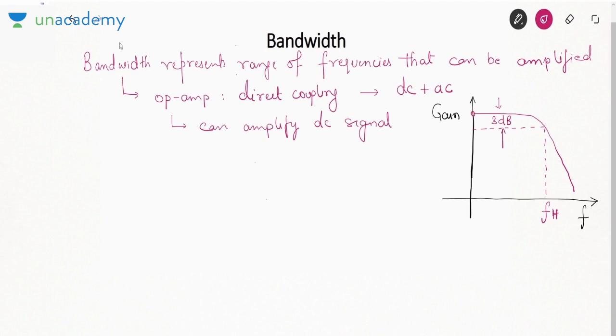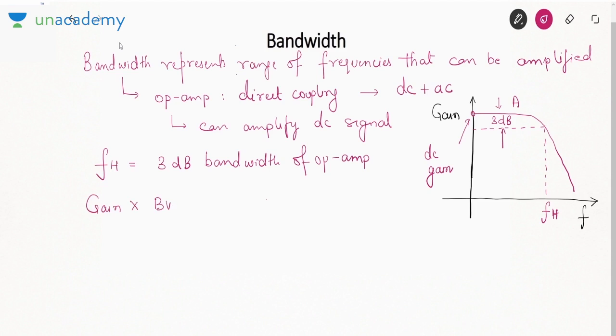So this frequency response is starting from 0 frequency. That means this is the DC gain, the gain provided by Opamp to the DC signal. So FH is the 3 dB bandwidth of Opamp. But we know one concept in Opamp or any amplifier, that gain into bandwidth should remain constant. So if gain is A and bandwidth is FH, it should be constant.